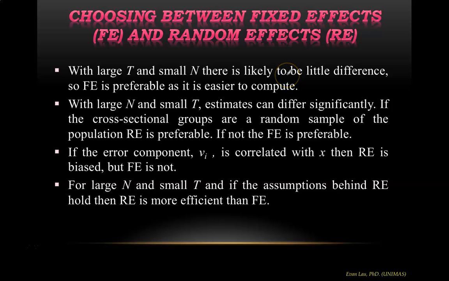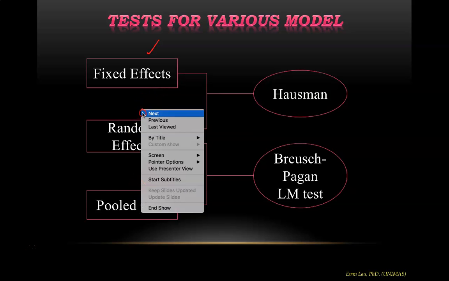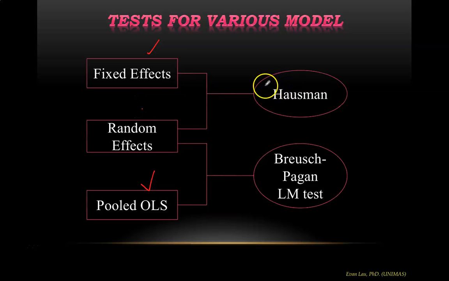Right, so choosing between both, with large T and small N there is likely to be little difference, because FE is preferable and easy to compute, and so on. So which model will be the best model? Normally this is what we need to do, as I told you just now. We start off normally by testing whether we want to choose the final model as fixed effect, random effect, or pooled OLS.